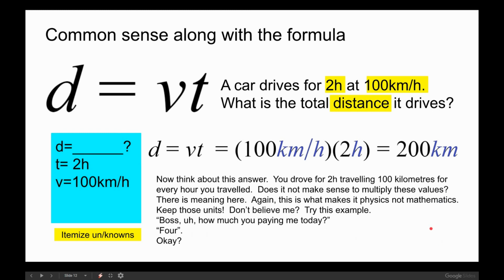Now think about your answer. You drove for 2 hours traveling 100 kilometers every hour you traveled. Does it not make sense to multiply these values? There is meaning here. Again, this is what makes physics not mathematics. Keep those units. Don't believe me? Try this example. Boss, how much are you paying me today? 4. Huh? 4 what? Golf? Forever? Gotta have units.